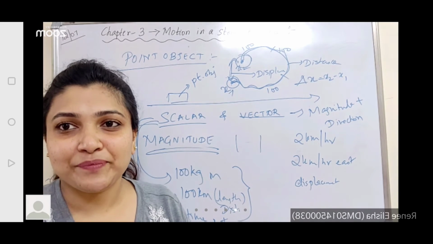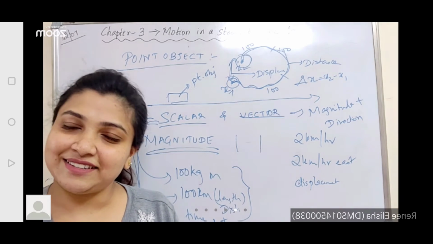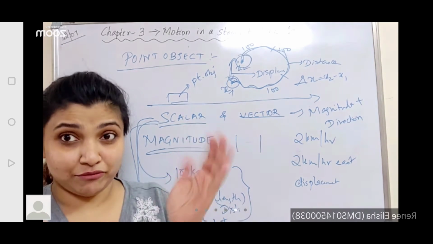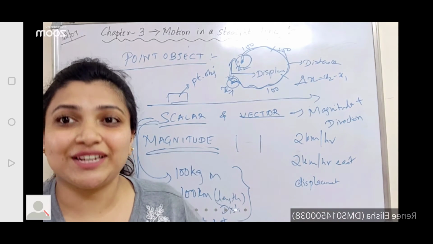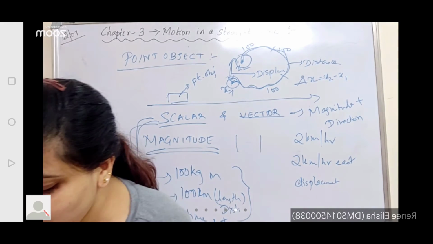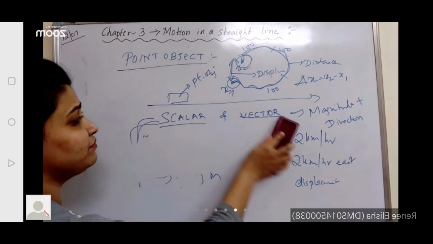And you can say all the fields are vector quantities: electric field, magnetic field, gravitational field. Because they all have a magnitude, a numerical value, and they all know which direction they are going. Then I say that it is a vector quantity. Clear?